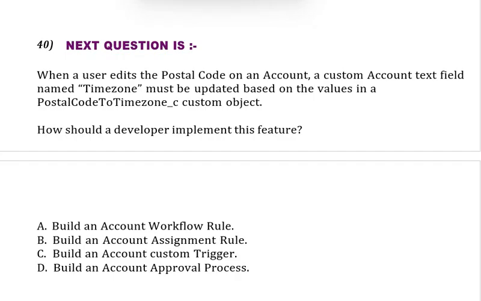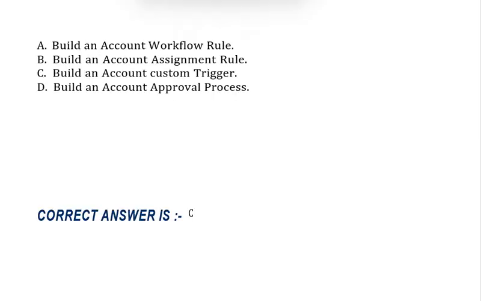Option A, build an account workflow rule. Option B, build an account assignment rule. Option C, build an account custom trigger. Option D, build an account approval process. Correct answer is option C.